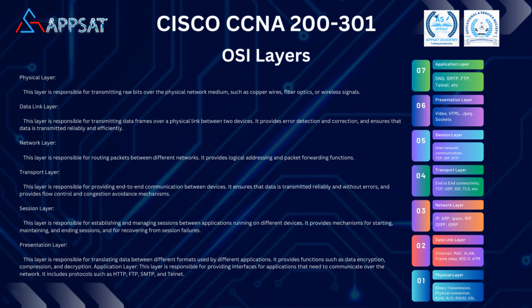First, physical layer. This layer is responsible for transmitting raw bits over the physical network medium, such as copper wires, fiber optics, or wireless signals. Second, data link layer. This layer is responsible for transmitting data frames over a physical link between 2 devices. It provides error detection and correction and ensures that data is transmitted reliably and efficiently.